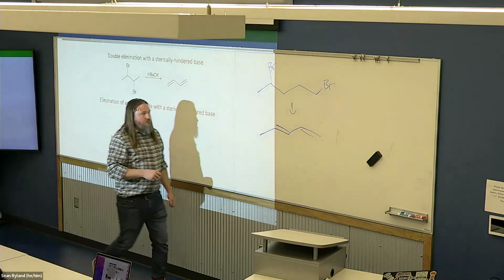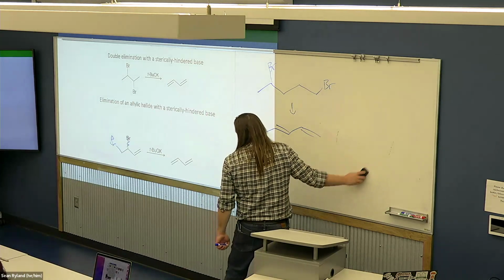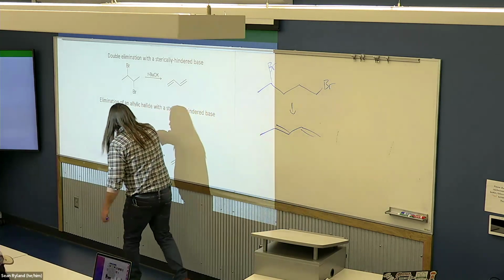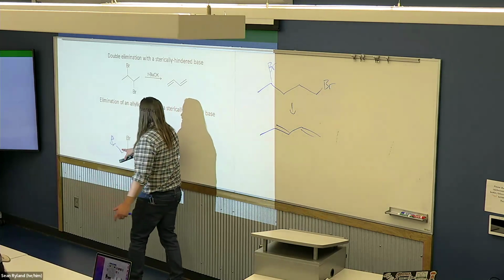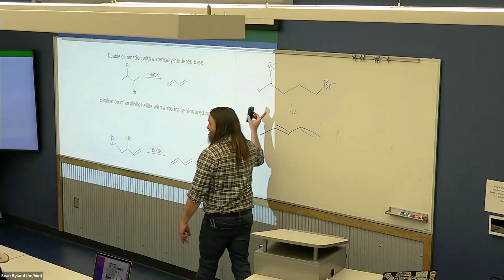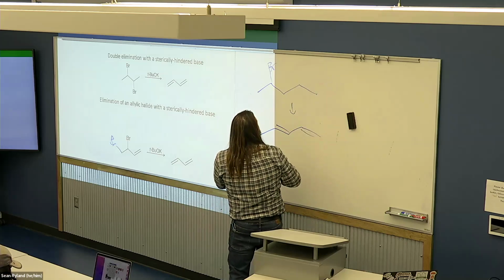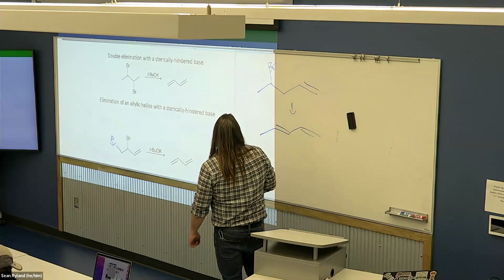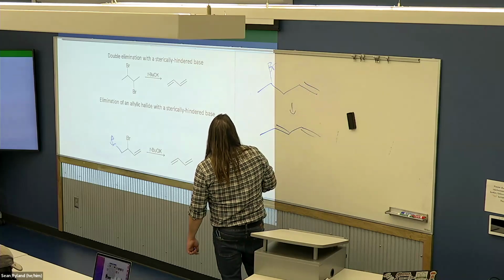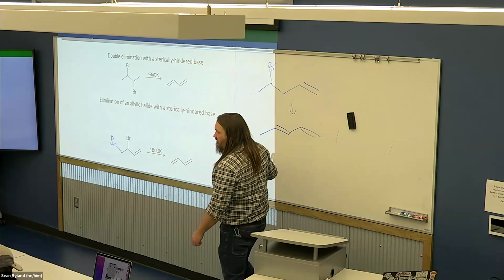Would that be a mixture or would it just? Well, in this case, there's no other carbon, but if it was a case like this, if we were looking at that guy, it's going to favor making this pretty strongly.